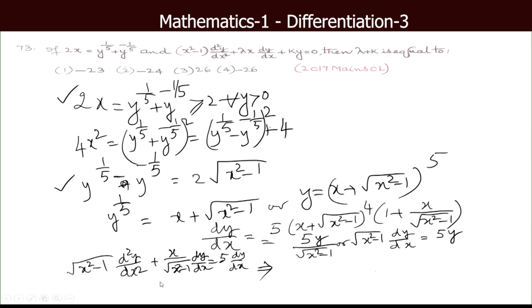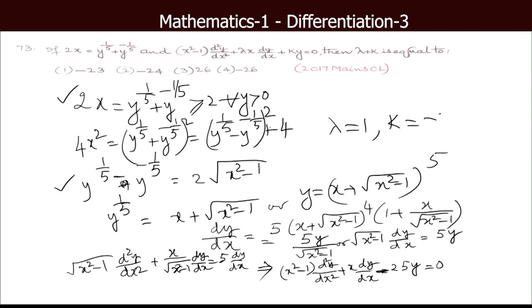But this implies if you multiply through it by root x square minus 1, x square minus 1 into d2y by dx2 plus x dy dx is equal to 5 times dy dx into root x square minus 1. But dy dx into root x square minus 1 is 5y, so 25y. Or minus 25y equal to 0. So, here your lambda equal to 1 and k equal to minus 25. So, what is the sum lambda plus k? Minus 24. Okay. So, I think this is the end of the discussion on differentiation in the EAPCET mathematics.